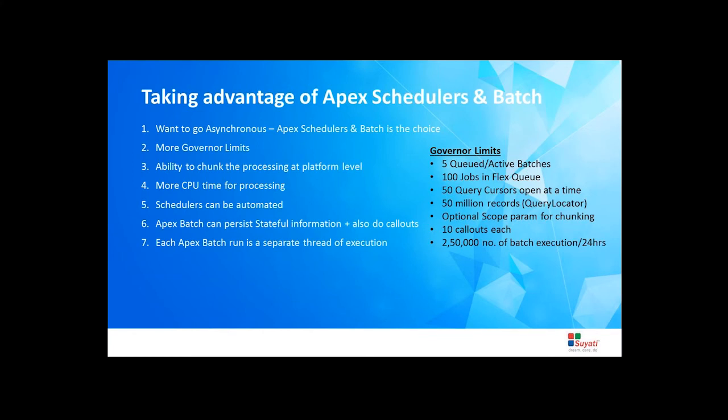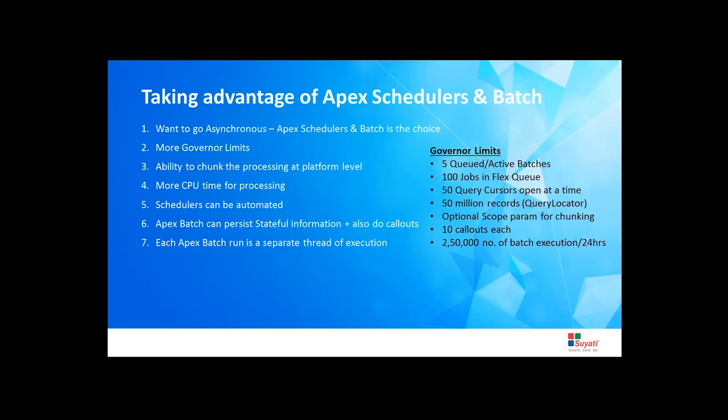The next biggest advantage from a governor limit standpoint is 50 query cursors open at a time. If you are familiar with how a batch Apex is coded, we first create a query string, a SOQL command in a string format, and we give it to the database.getQueryLocator method. When that statement executes, a pointer is created in the Salesforce platform memory to hold where the results of that query are located. That is called a query cursor. So at a time, you have 50 query cursors.